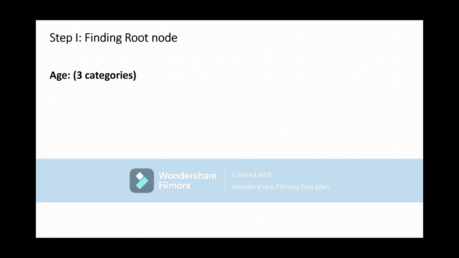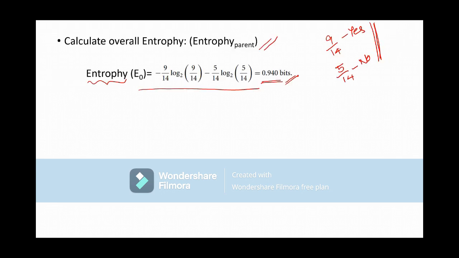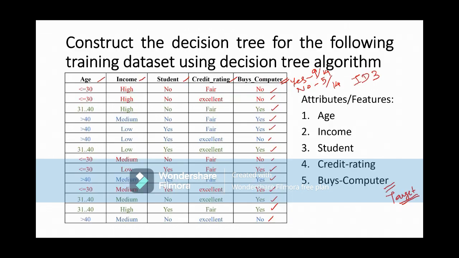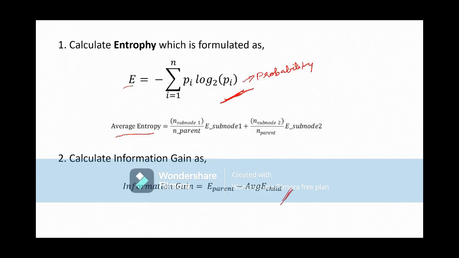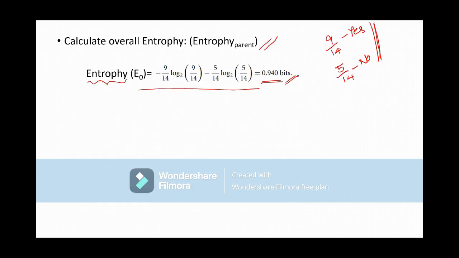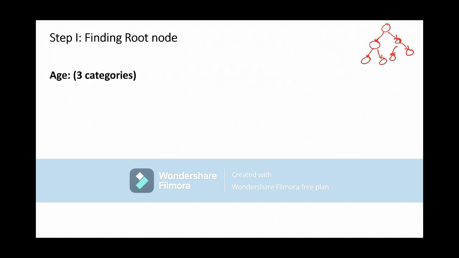The first step is finding the root node of your decision tree. You all know the decision tree consists of a root node and decision nodes, and the decision nodes contain leaf nodes. We are going to construct a decision tree for the given dataset. For this, the features have to be considered and the information gain for each feature has to be calculated, and the feature having the highest information gain will be chosen as the root node of your decision tree. So the first step is finding the root node.